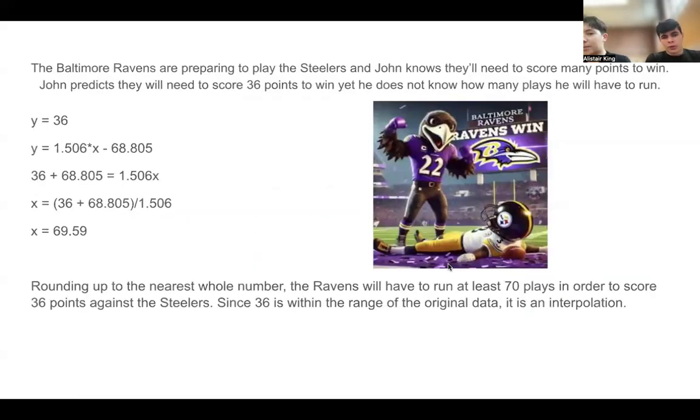The Baltimore Ravens are currently in this example preparing to play the Steelers, and John Harbaugh knows that they need to score as many points as possible to win. John predicts that they will need to score 36 points to win, yet he does not know how many plays he will have to run. So we set this up by plugging 36 into our linear regression, which gives us an x of 69.59. But since you can't have 0.59 of a play, we rounded that up to the nearest whole number, meaning the Ravens will have to run at least 70 plays in order to score 36 points against the Steelers.